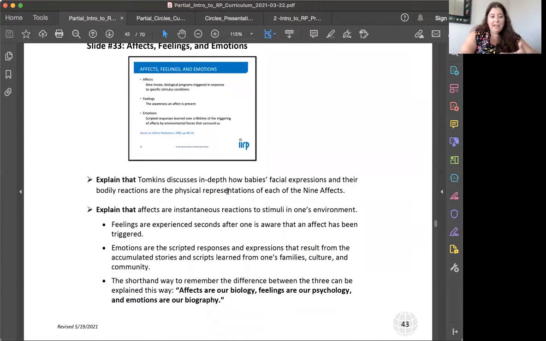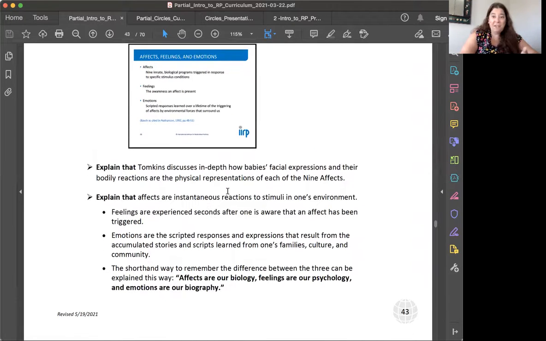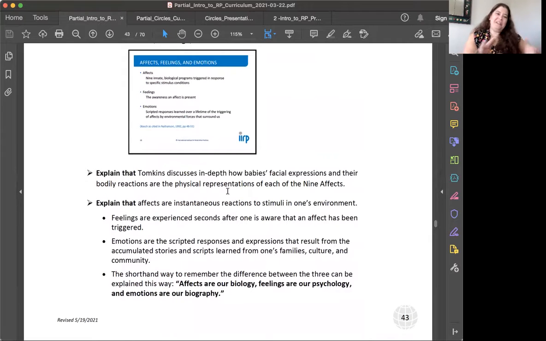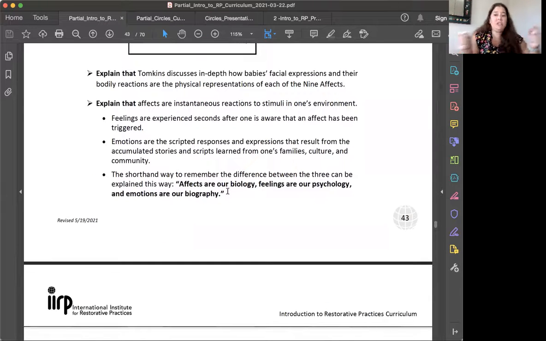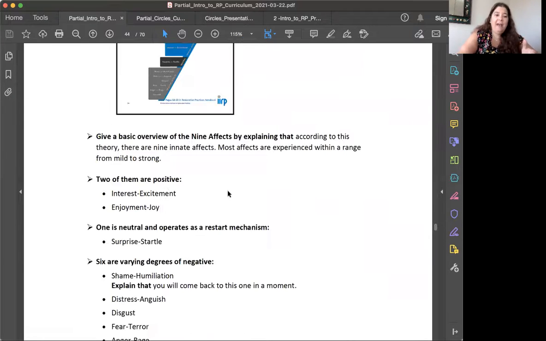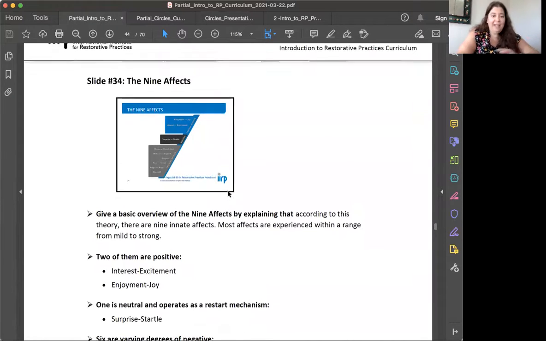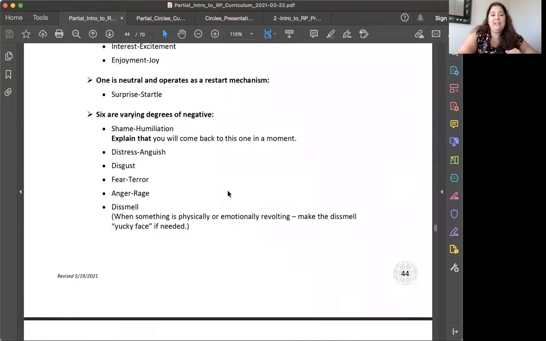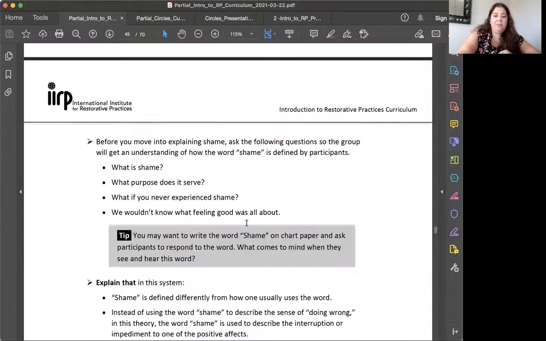So oftentimes, folks have never heard of Silvan Tomkins before. So I often will say, we're going to talk about affect, feeling, and emotion a little bit differently, or we're going to explore shame a little bit differently. You can certainly make connections to Brené Brown's work. I've been doing that more and more. There's also some tips in the curriculum as to where and how to do that. But what we're ultimately getting at here is to just give a very brief overview of this theory and really focusing in, zeroing in on shame.